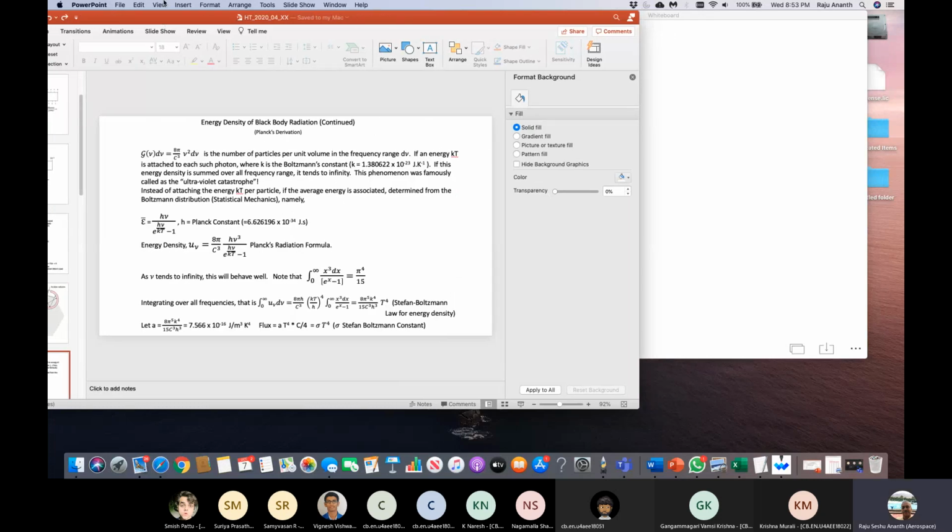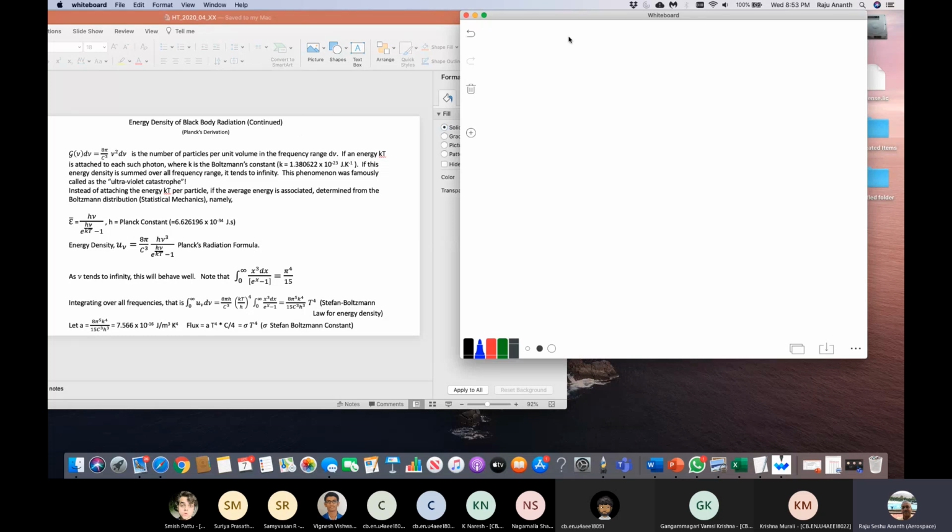Okay, so in the frequency domain, the distribution function g(nu) d nu, like a density, is going to be 8 pi over c square nu square d nu. So I got everything. The 8 came because of the 4 pi square. Okay, so that is how the 8 came on.